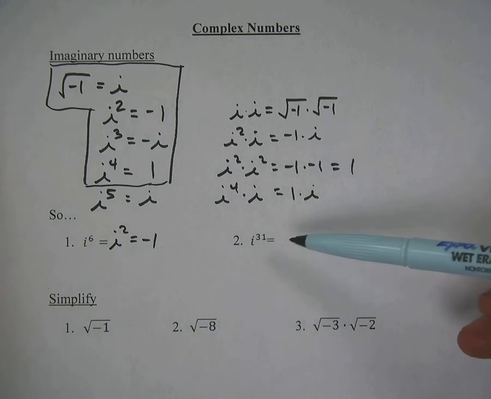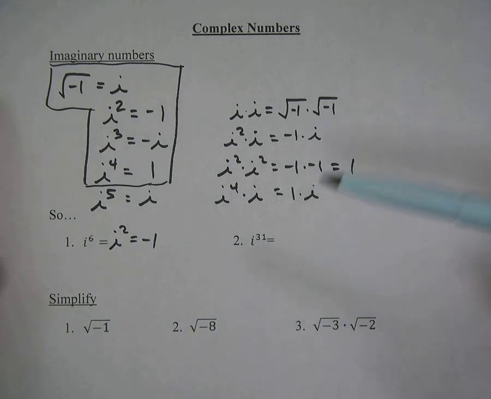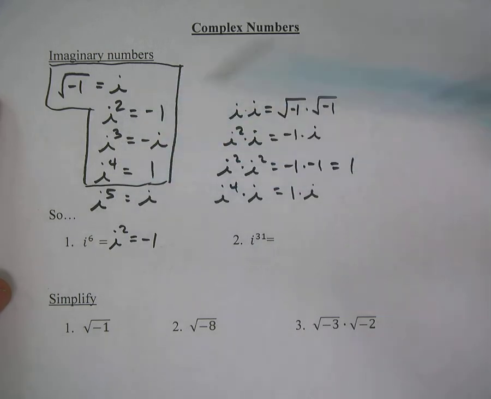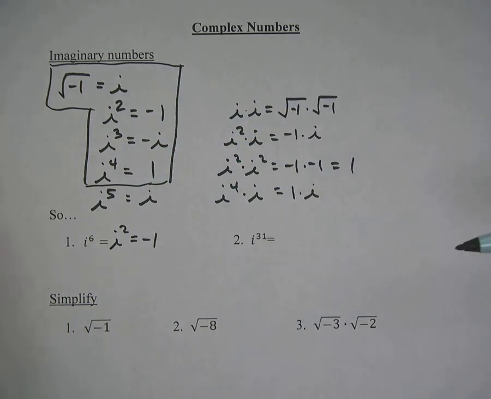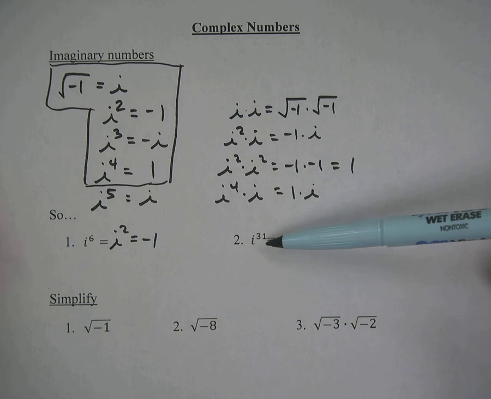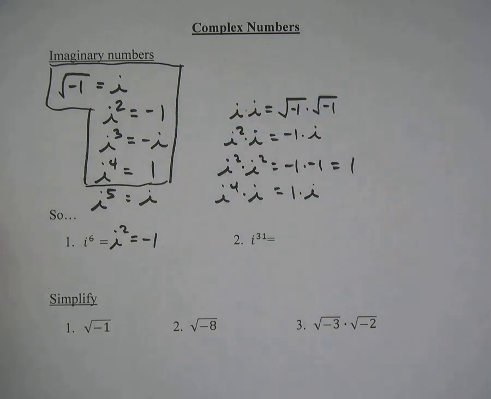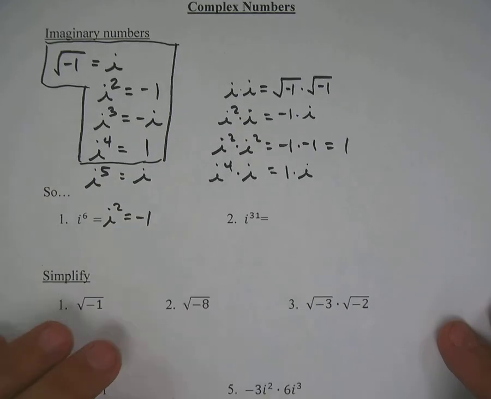Now, if I have a number like 31, I don't want to have to go through and count 1, 2, 3, 4, 5, 6, 7, 8. You could for a number like 31, but what if instead of 31, I said 31,000? You're not going to be able to count all the way through. So an easy way to do it is this.